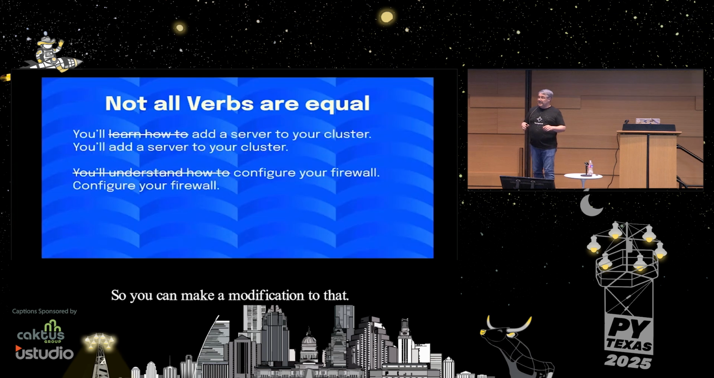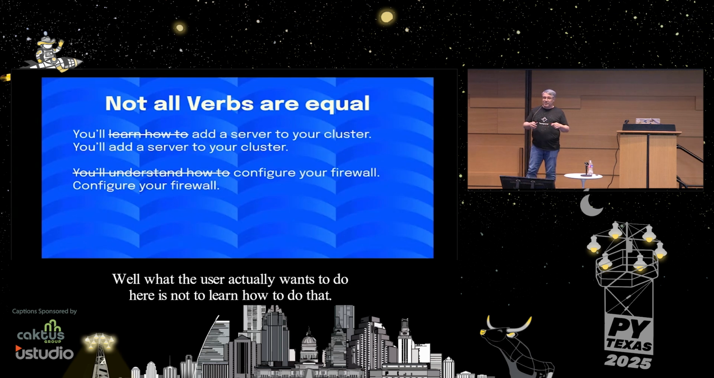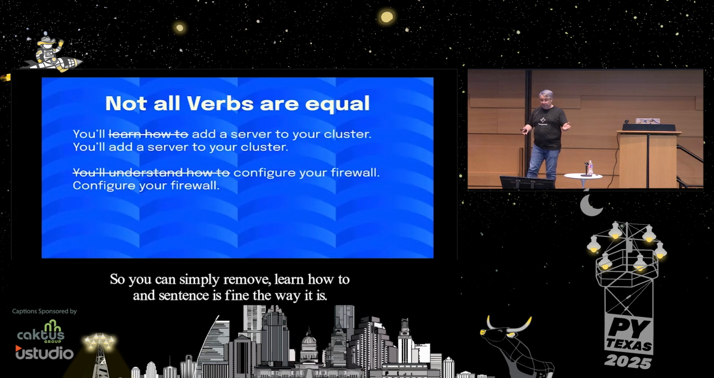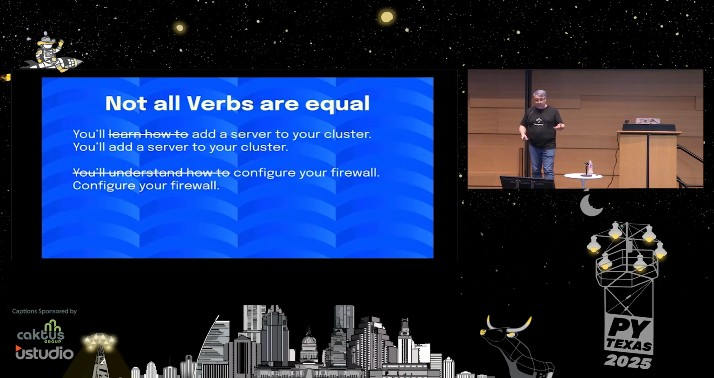So, you can make a modification to that. For example, look at the sentence on top. You'll learn how to add a server to your cluster. Well, what the user actually wants to do here is not to learn how to do that. They want a server in their cluster. That's the goal. So you can simply remove "learn how to," and the sentence is fine the way it is. Now you'll add a server to your cluster, and then you go on to explain that.